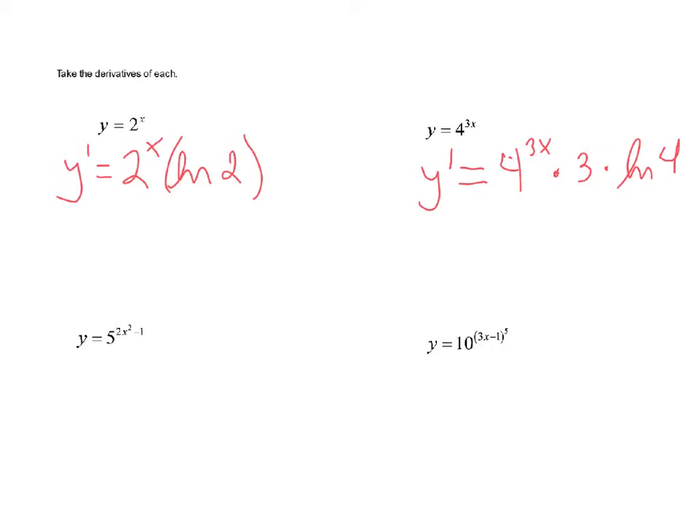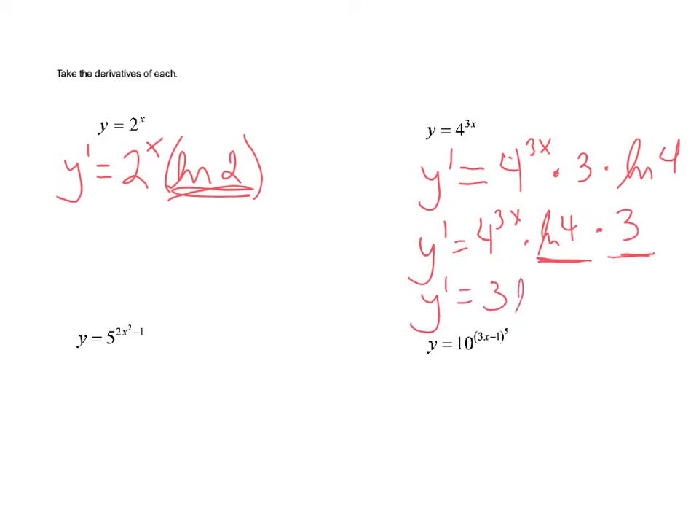I don't care which way you do it. A lot of people do 4 to the 3x times natural log 4 right away, then times 3 inside. Up to you. I kind of like doing it the second way myself so that I don't forget. Now, most people say you should put that ln and that 3 out in front because they're coefficients. So if we're being really particular, you should put 3 ln 4 times 4 to the 3x.